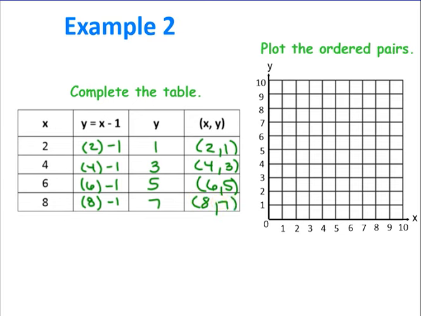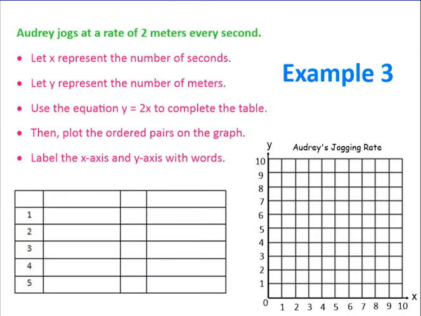All right, let's go ahead and graph. So we have 2, 1, so across 2 and up 1. And then we have 4, 3, so across 4 and up 3. We have 6, 5, so across 6, and then up 5. And then we have 8, 7, across 8, and up 7. And you always want to make sure that you draw a straight line through it, just like that. All right, nice job. Next one.